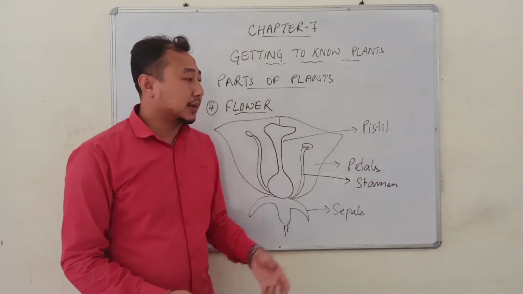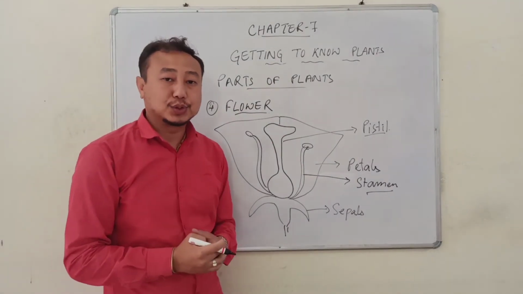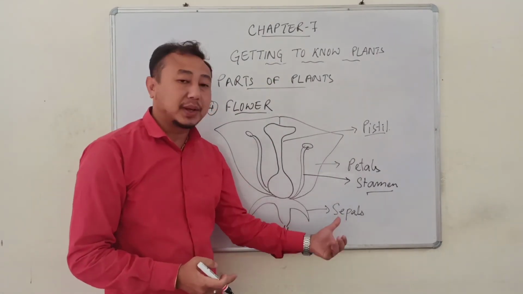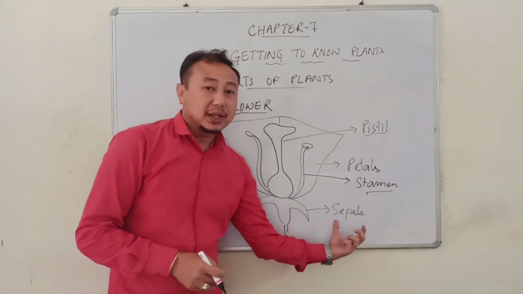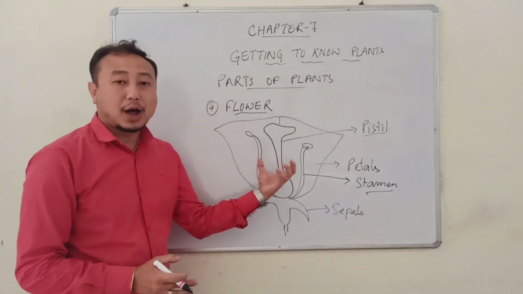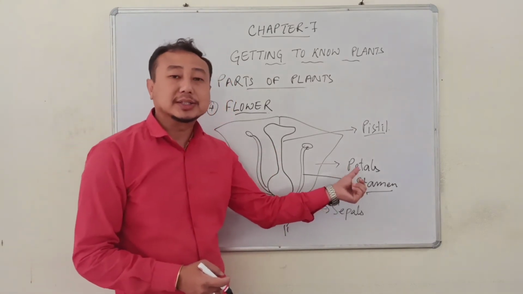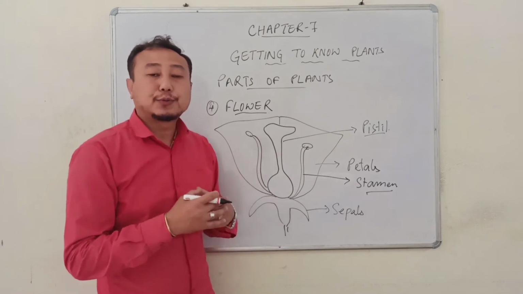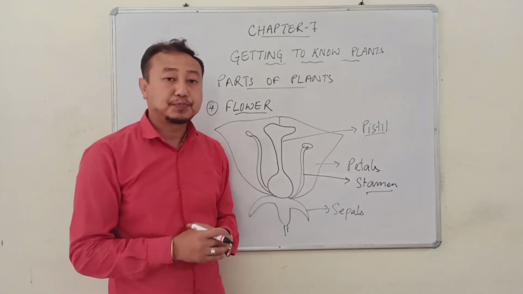Out of these four parts, the pistil and the stamen help in the development of the seed and fruit, while the petals and the sepals don't have any role in the development of the seed. The sepals provide protection to the flower in the young stage, while the bright colored petals help in attracting insects for performing a process known as pollination.